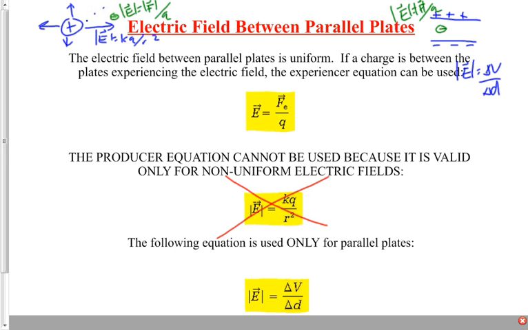That green equation, that experiencer equation, I sometimes call the universal electric field equation because it's always valid. Doesn't matter what kind of field we have, uniform or non-uniform, I'm allowed to use the green one. The blue one's the tricky one, because with the blue one we have to decide, all right, what kind of producer do we have? One that makes a uniform field or one that makes a non-uniform field, and then decide which equation to use as a result of that.